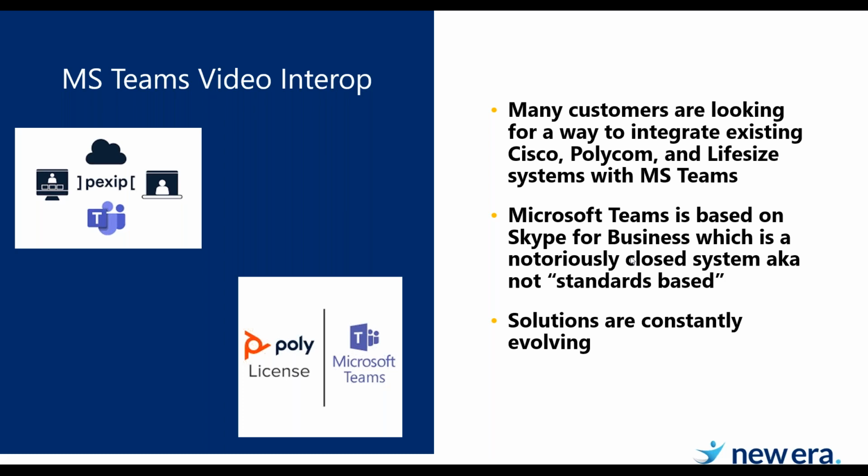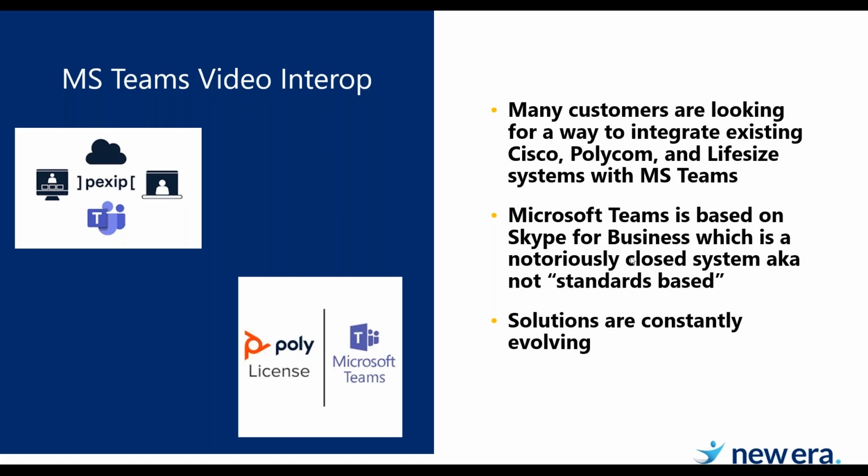But many customers come to us and say, hey, we're using Microsoft Teams. We've got an on-prem Polycom system. We've got on-prem Cisco systems. How do we get these things to work with Microsoft Teams? And I mentioned earlier that when Microsoft acquired Skype, it became like a closed system. That's kind of true today with Microsoft Teams and their video bridging. So you can't just have a standards-based SIP or H.323 video codec call into Microsoft Teams. You have to have some kind of interop to do that.